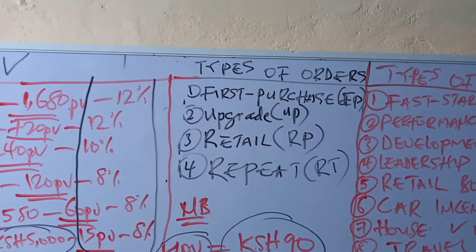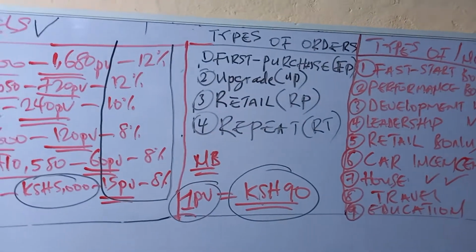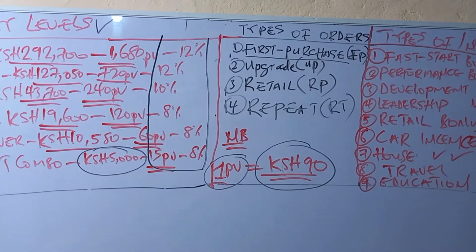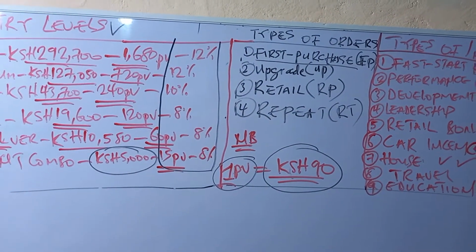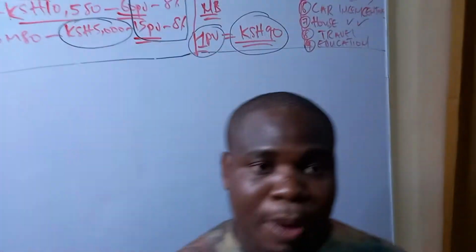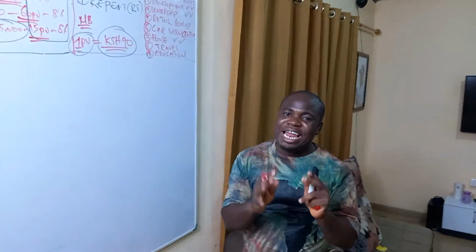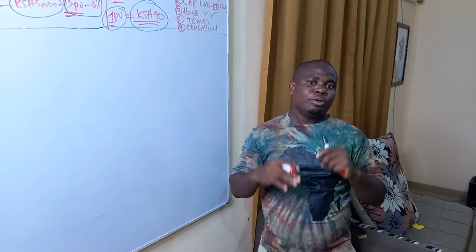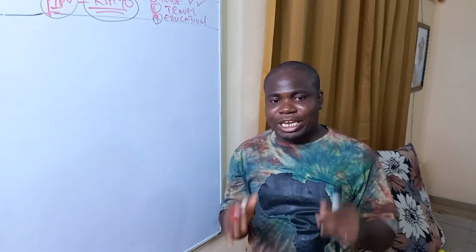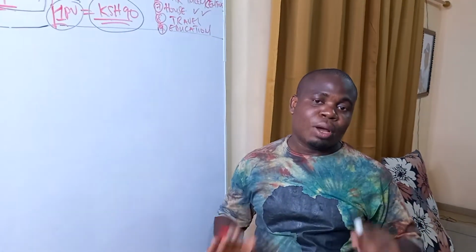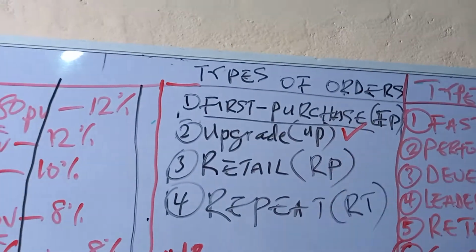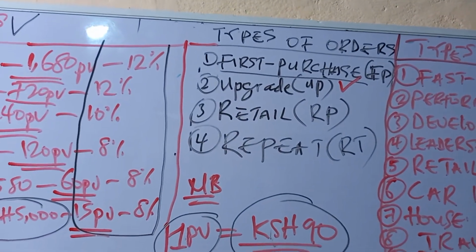For the first time you are joining the business, we call that a first purchase order. Now, anytime you are coming back again, by default, in the whole world, if you don't tell the stockist you are buying from the type of order you are coming to make, after the first purchase, they will always by default give you an upgrade order. Anywhere in the world, they will always give you upgrade order.